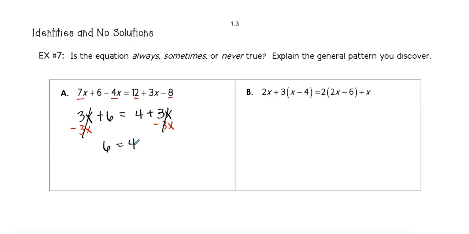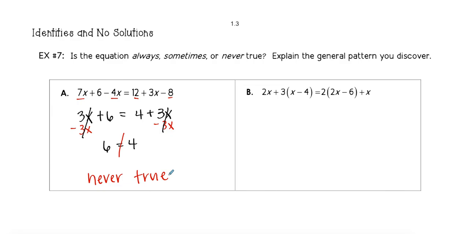So is 6 always equal to 4? Is 6 sometimes equal to 4? Or is 6 never equal to 4? Hopefully this is very obvious. 6 does not equal 4. So this is never true. Never, ever true. All right, let's go ahead and try the other side.